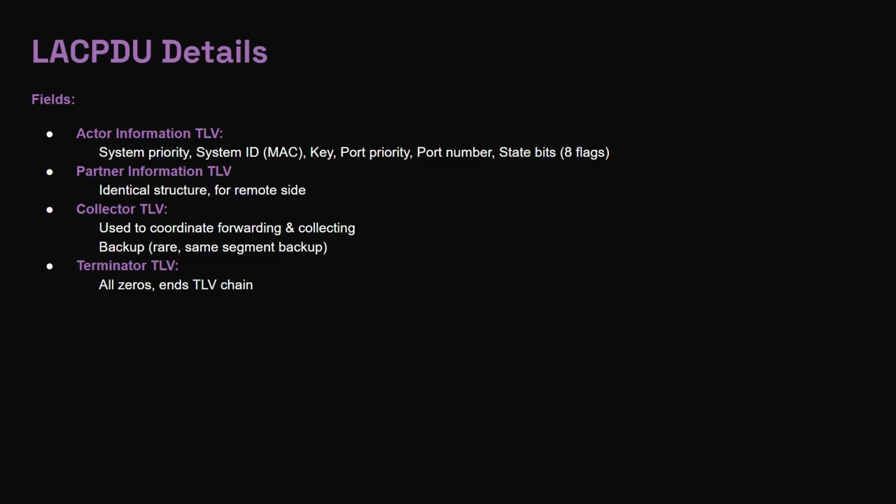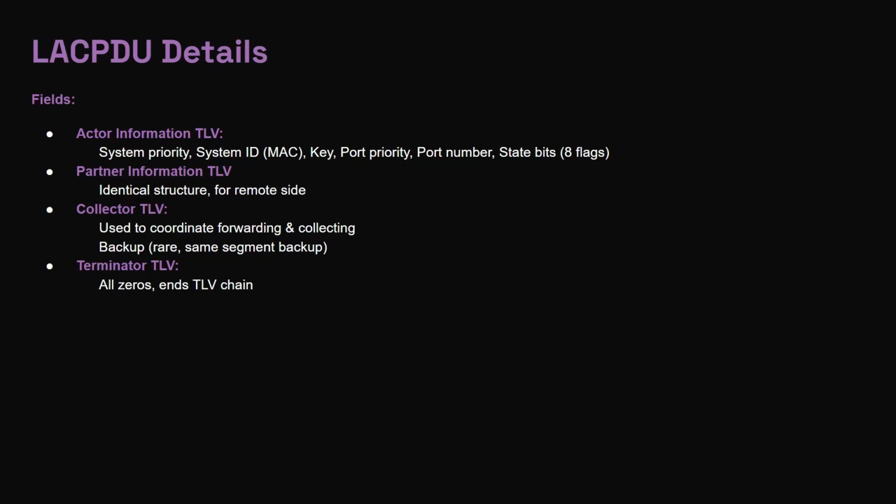The LSCPDU will also have the collector TLV information, and that information is used for coordinating forwarding/collecting. And then you also have terminator TLV, which is all zeros and it ends the TLV chain. By the way, TLV stands for type length value, and it's essentially for explaining the system priority, what value it has, what the length of the sequence is.